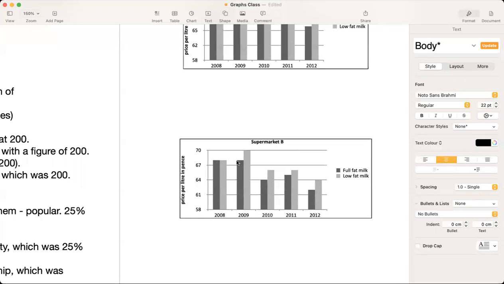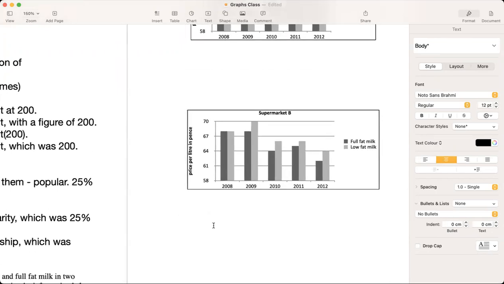From 2008 to 2009, the price of full fat, which is the dark gray one, is stable. But look at the light gray one, which is low fat. Low fat वाली 68 से increase होके कितनी हो गई? Price 70 हो गई. तो मैं लिखूंगा, I will write like this. Unlike full fat milk, the price of low fat milk increased over time.